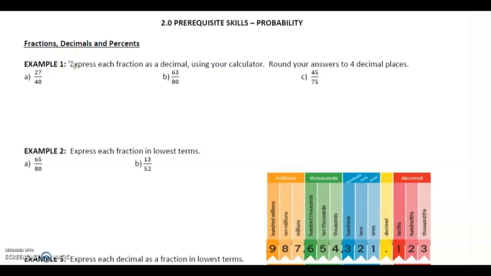Okay, 2.0 prerequisite skills for probability. So we're going to first focus on fractions, decimals, and percents. So we're going to just embed examples.